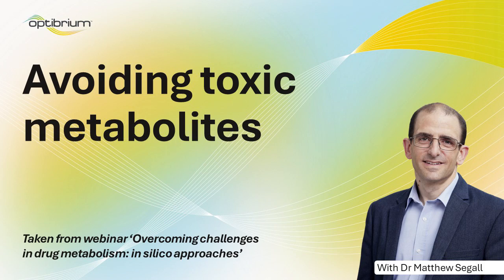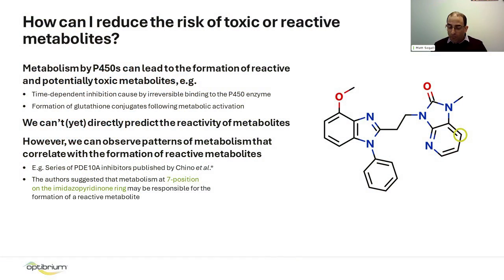And also we can think about the risk of formation of reactive or toxic metabolites. So we know that metabolism by P450s can lead to the formation of these metabolites. We might observe experimentally, for example, time-dependent inhibition, which is caused by irreversible binding to the P450 enzyme. Or, for example, following metabolic activation, you might see formation of glutathione conjugates.